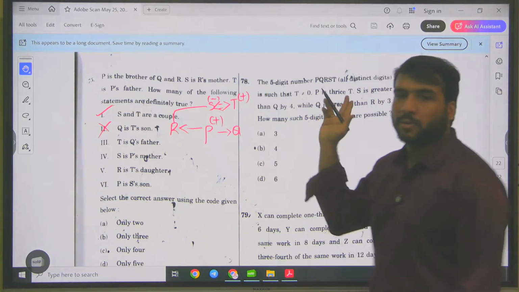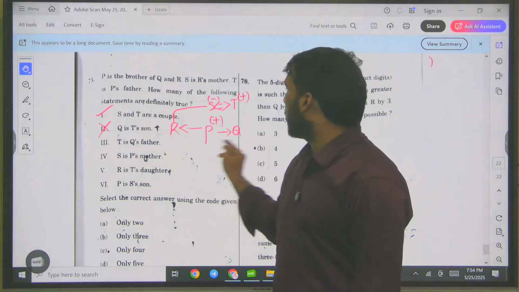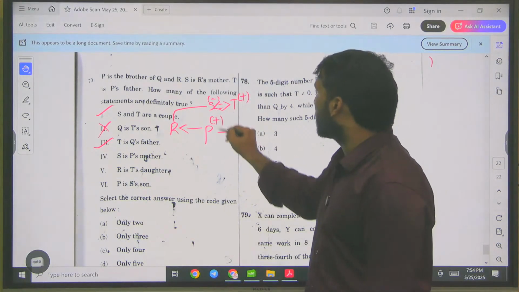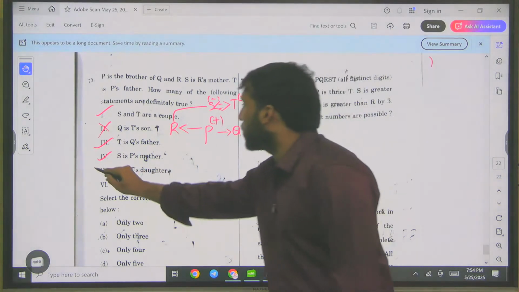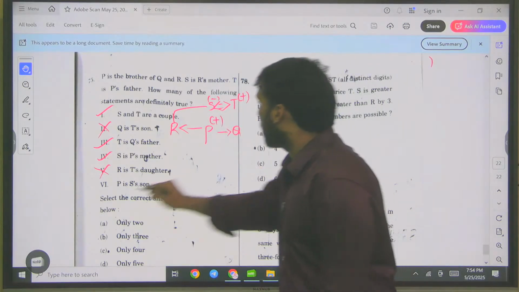I think related to gender, we already did a question. T is Q's father. Yes, we know the gender. True statement. S is P's mother. Correct, gender is given. R is T's daughter. We don't know because gender of R is not given. P is T's son. Correct.